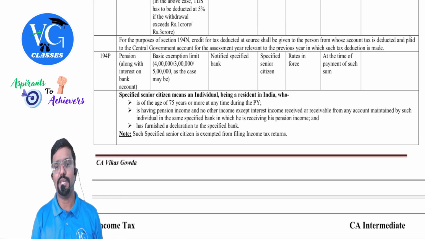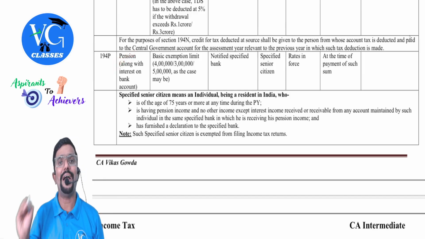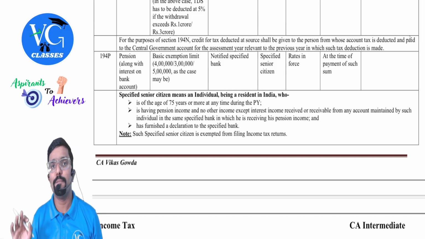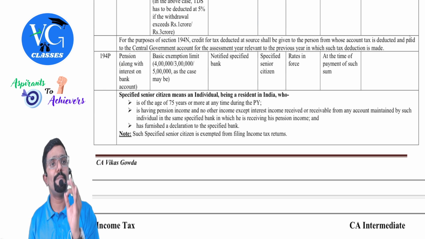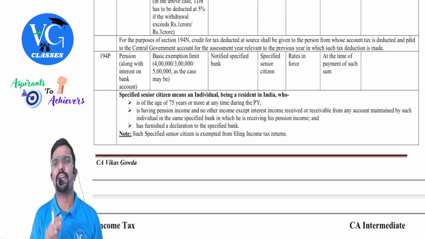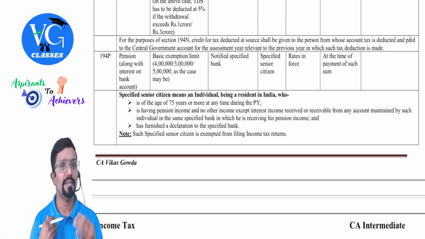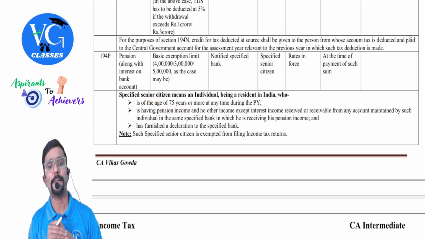Yes. Hold tight, few more sections. We'll just close it. Almost done. Pension along with interest on a bank account means you are earning the pension as well as interest from the same bank account. What is the threshold limit? 4 lakh, 3 lakh or 5 lakh, which is nothing but the basic exemption limit as applicable to the assessee. Sir, you are not given 2 lakh 50. You will understand later.